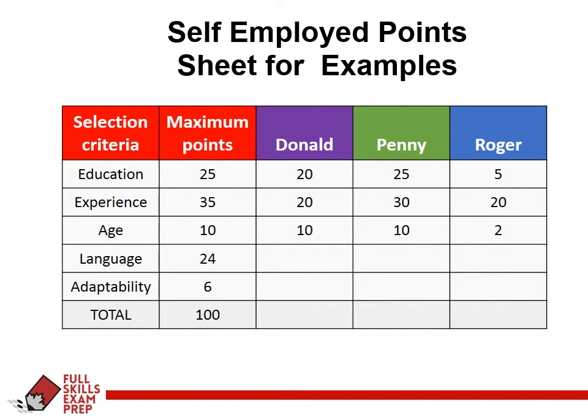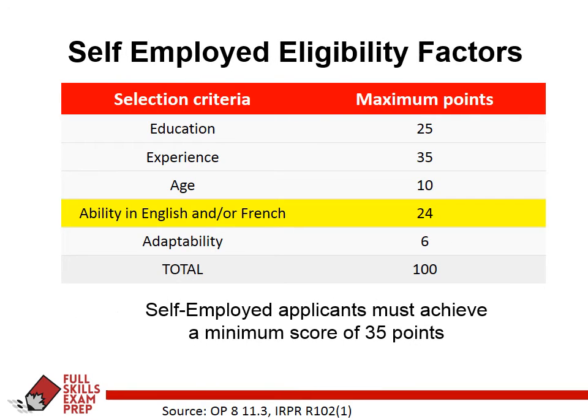Okay, for age, that was pretty straightforward. So as we can see, Donald has 10 points, Penny has 10, and Roger has 2 now. Let's move on into language ability. So this is a pretty big topic as well. And you'll see a lot of the information in this little session will translate to other areas of immigration where language is required as well.